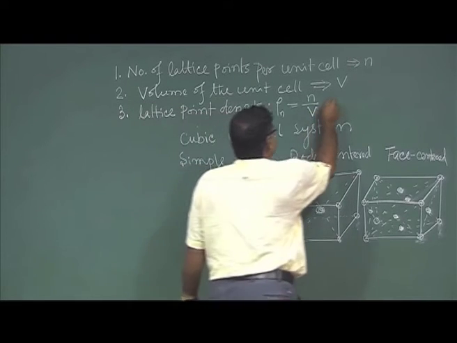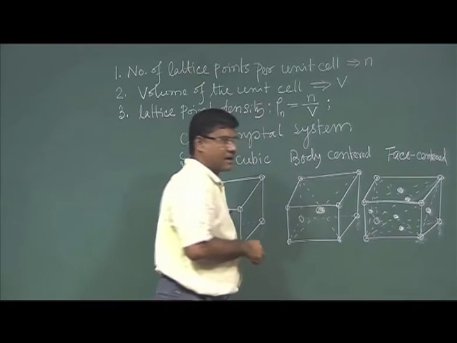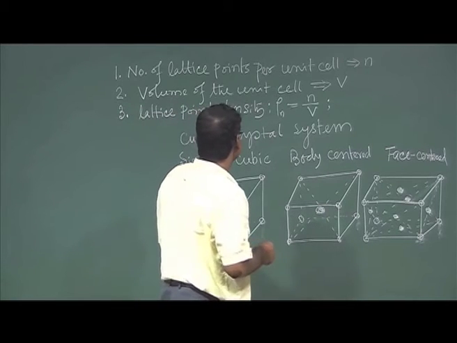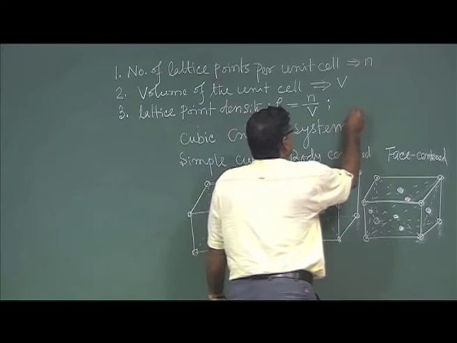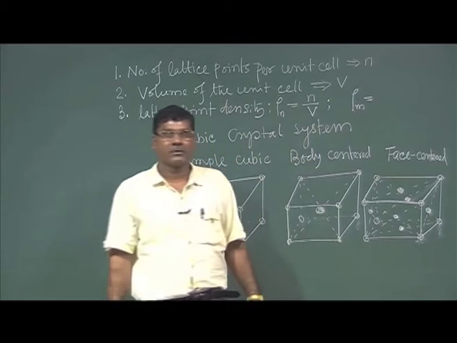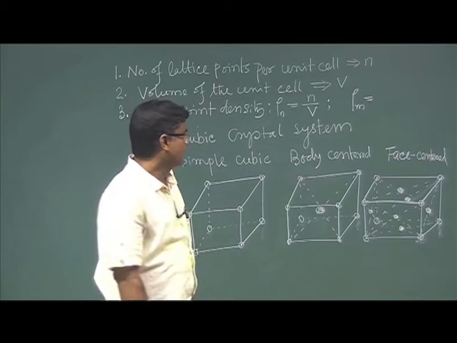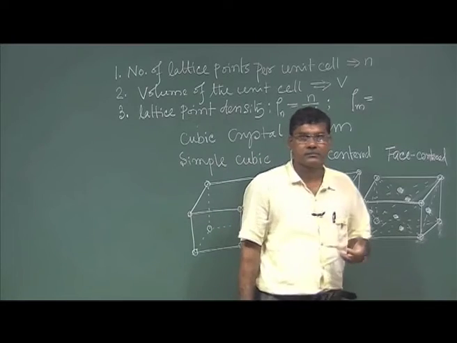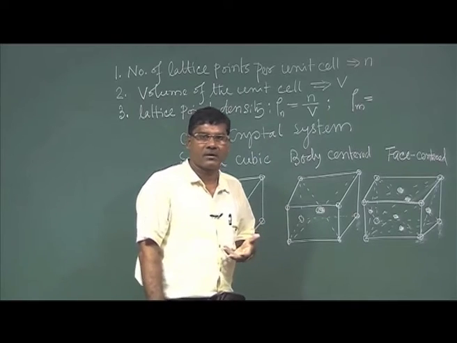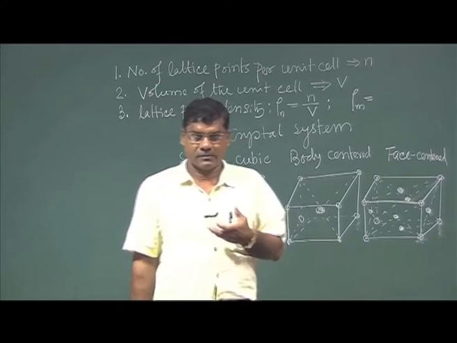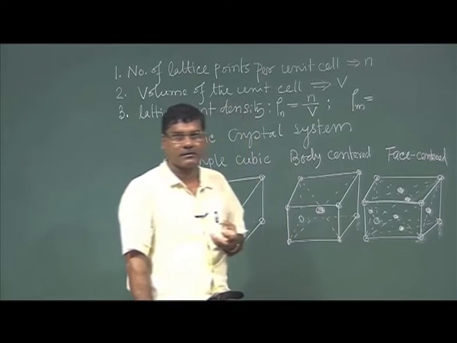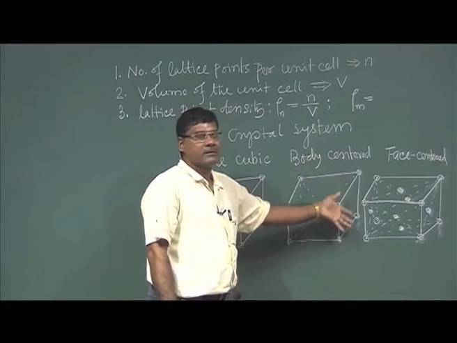If we want to know the density of the crystal in terms of mass, say rho m, how can we find it out? We know that 1 gram mole of any material contains Avogadro number of atoms or molecules. Here, atoms are at the lattice points.